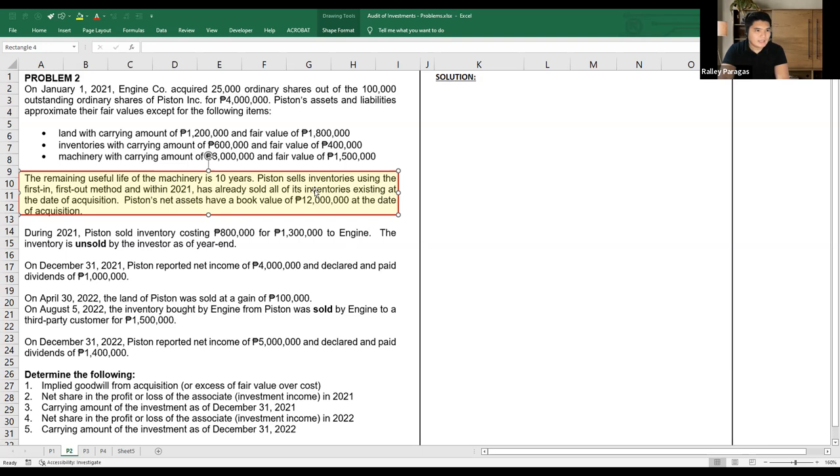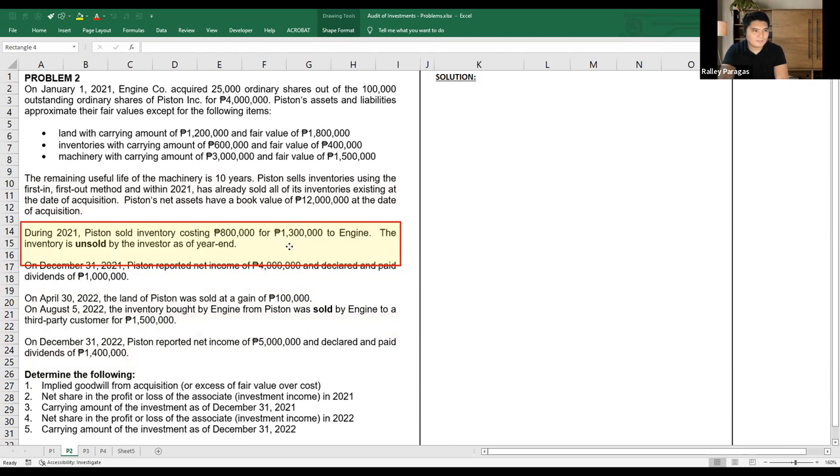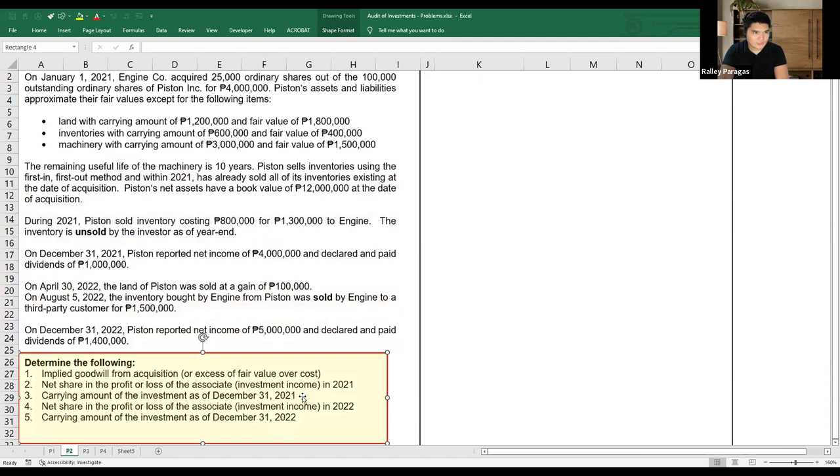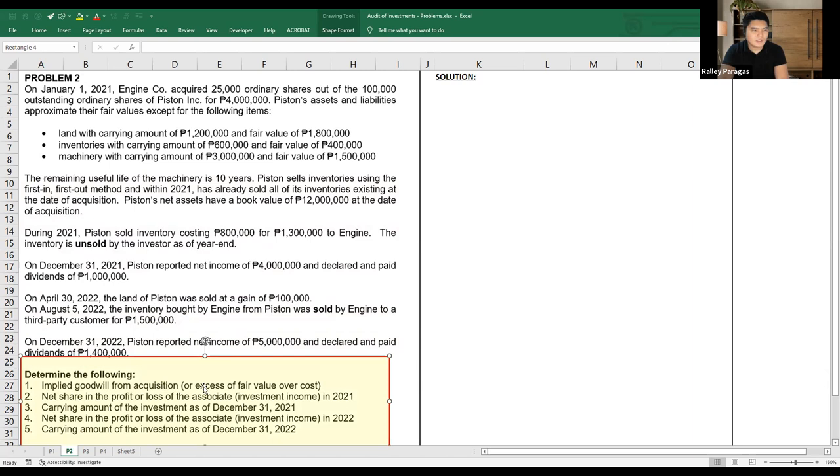Okay. Actually, before we proceed with the other pieces of information here, punta na agad tayo sa requirements. So sabi sa problem, determine the following. Determine the implied goodwill from the acquisition. That's number one, or excess of fair value over cost. Number two, net share in the profit or the investment income in 2021. Number three, carrying amount as of 2021. Number four, net share in the profit in 2022. And then lastly, number five, carrying amount of the investment as of December 31, 2022.